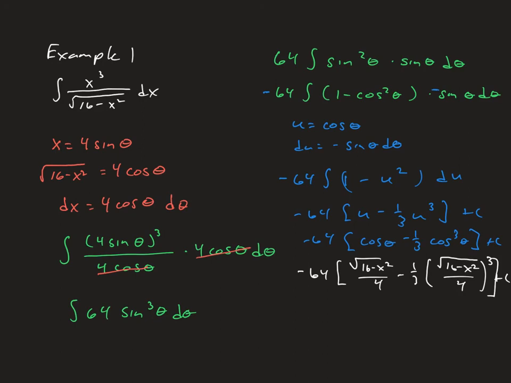Negative 64 times that quantity, and you have to put the bracket there, of the square root of 16 minus x squared over 4 minus 1/3 times that square root of 16 minus x squared over 4, that thing cubed, and then don't forget the plus c at the end. Take a minute, make sure you're comfortable with all these calculations, everything we did in this problem, and once you are, let's go on to the next example.